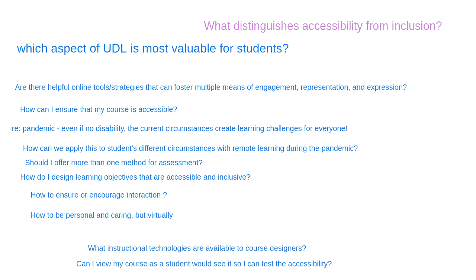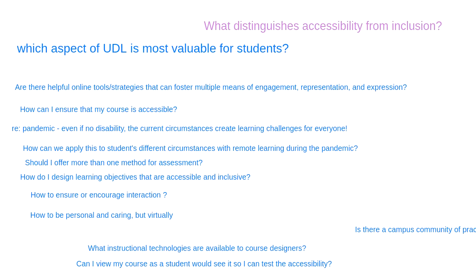And so, to wrap up the short answer to what distinguishes accessibility from inclusion: if our courses, our campus, and whatever thing we're talking about are accessible, that allows inclusion.